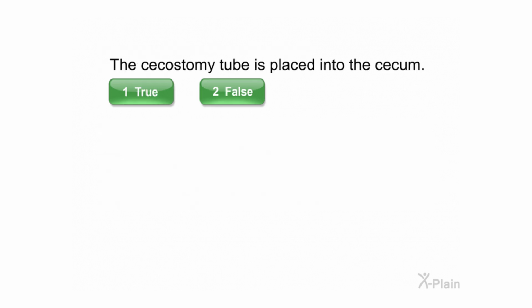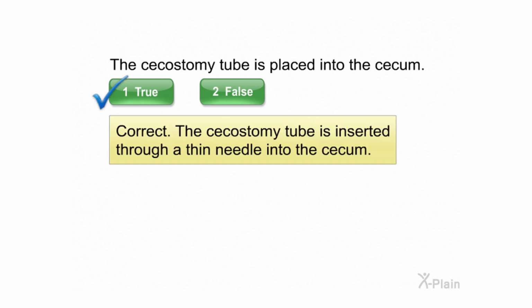The cecostomy tube is placed in the cecum. Select true or false. Correct. The cecostomy tube is inserted through a thin needle into the cecum.